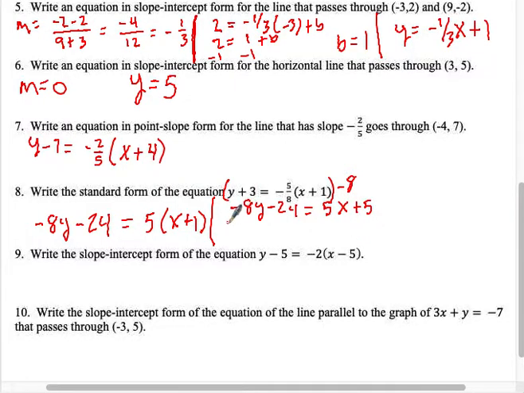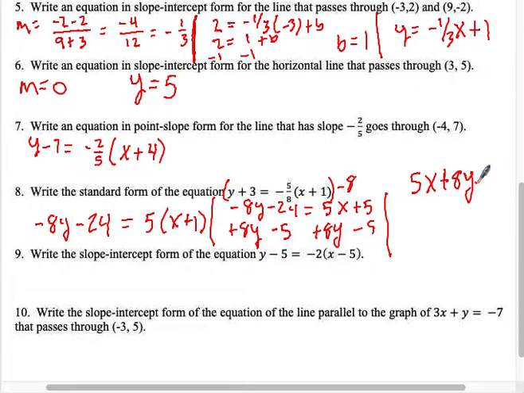Now I need to get the y to the same side as the x, so plus 8y. I need to get the 5 away from the x, so minus 5 plus 8y. So my standard form equation would be 5x plus 8y equals negative 29. Negative 24 minus 5.